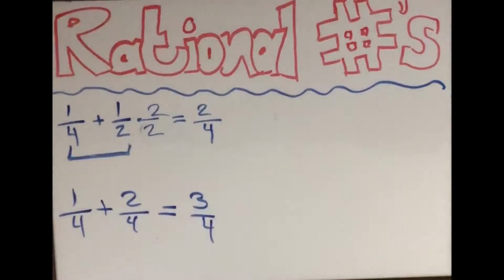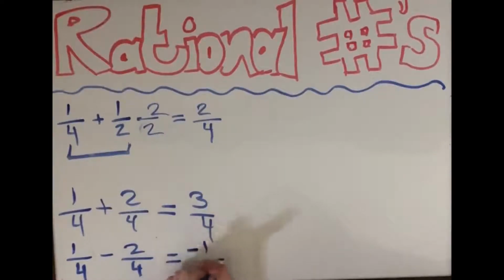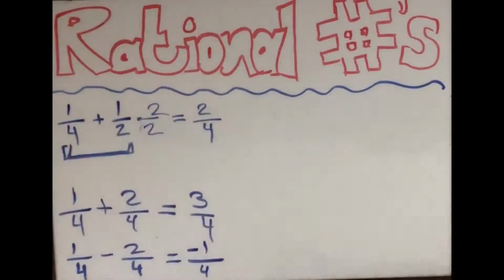Once you have a set common denominator, you add the tops. And the same thing is for subtraction. If we were to have 1/4 minus 2/4, 1 minus 2 is -1, so -1/4. So addition and subtraction go the same way. The point of rational numbers is that you have to have the common denominator. Let's do another example with money.